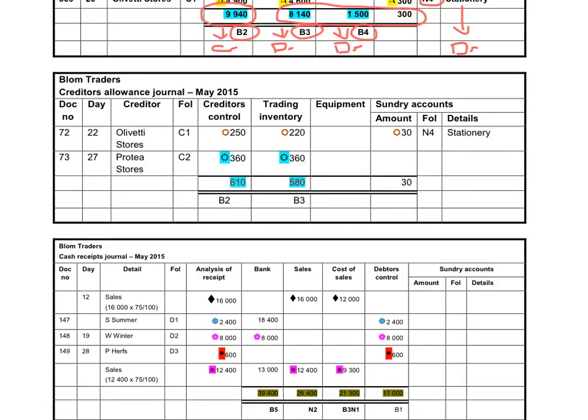In the creditors allowances journal, we will reduce the creditors because we owe them less money. A liability increases on the credit side and will decrease on the debit side. We are returning the inventory, so we want to decrease this asset on the credit side. We are returning stationery, so we want to decrease the expense on the credit side.